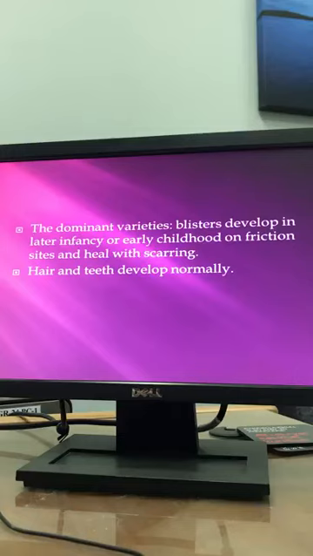So the dominant variant develops in later infancy or early childhood on friction sites and heals with scarring. Simplex doesn't heal with scarring, but dystrophic definitely heals with scarring. And hair and teeth may develop normally in this case, while in junctional, teeth might not develop normally.